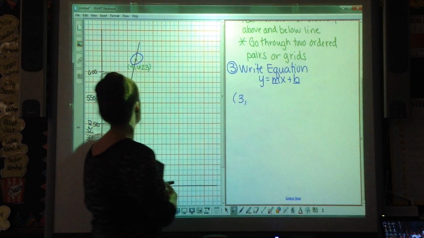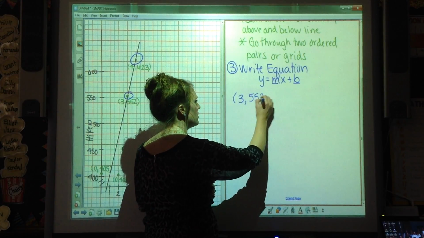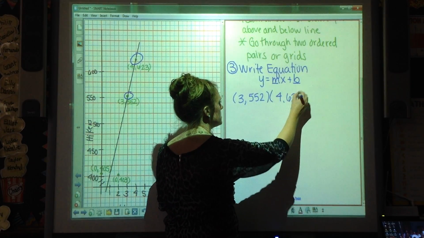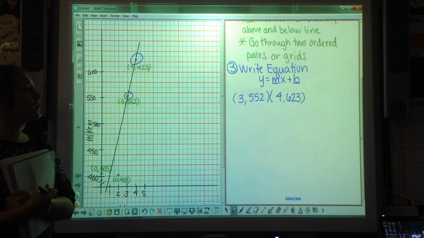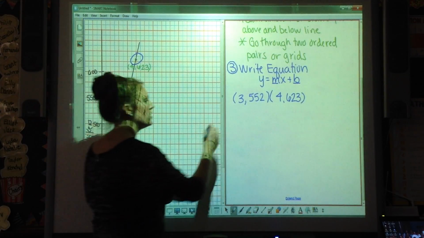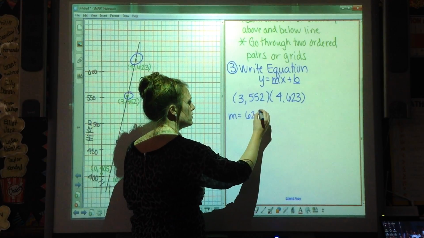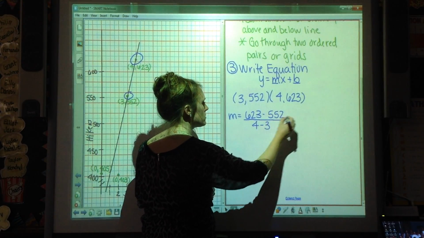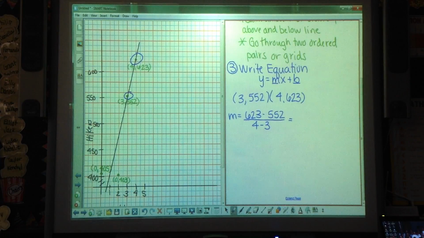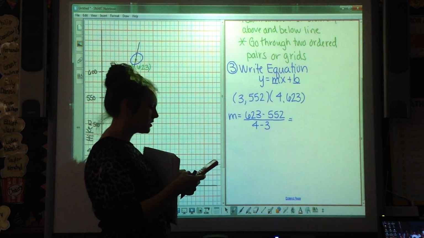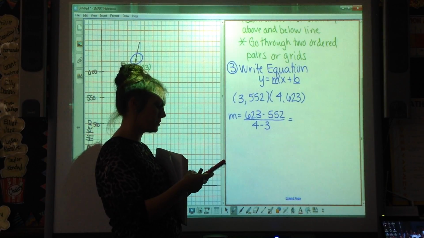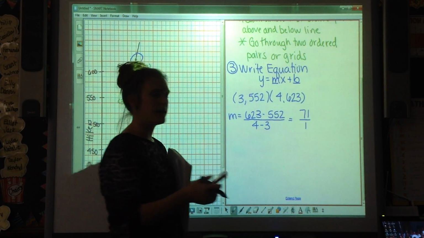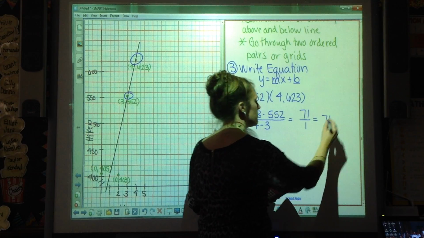So I have the ordered pair 3, 552, and I also have another ordered pair 4, 623. I think I said that wrong earlier. To find slope, we do y2 minus y1 over x2 minus x1. I'm going to take my calculator. 623 minus 552 equals 71. 4 minus 3 is 1. And you're always simplifying. 71 divided by 1 is 71.